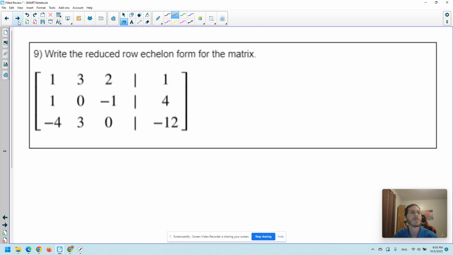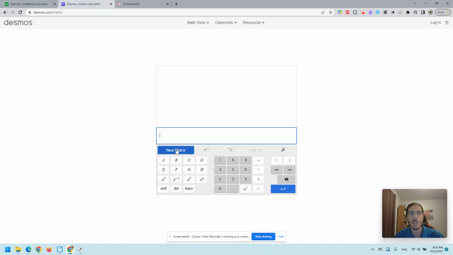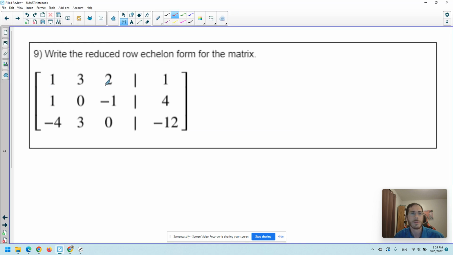So that's number 8. For number 9, write the row reduced echelon form for the matrix. This is a straight calculator question, unless you really want to do the 25 operations by hand. But you can use either the Desmos matrix calculator, or you can use your TI. Now the TI I think is a little bit easier, but if we want to do it in Desmos, we need to make a new matrix. Our matrix here, we got to count the rows and columns. We've got 3 rows and 4 columns.